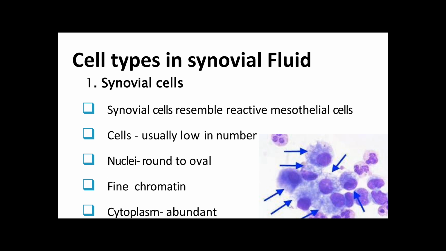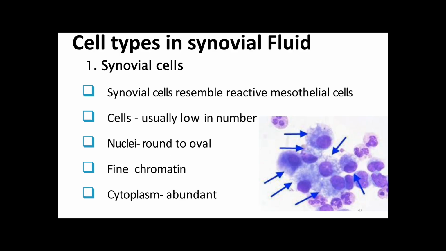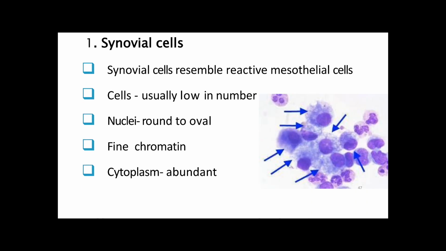Right. Now we will look at the cell types. What are the normal cells? Synovial cells we can see first. Synovial cells resemble reactive mesothelial cells, with round to oval nuclei. When we consider the nuclei, this is round to oval shape, right? The chromatin is fine and the cytoplasm is abundant. They are usually low in number in a synovial fluid specimen. So synovial cells are the normal cells present in normal synovial fluid.